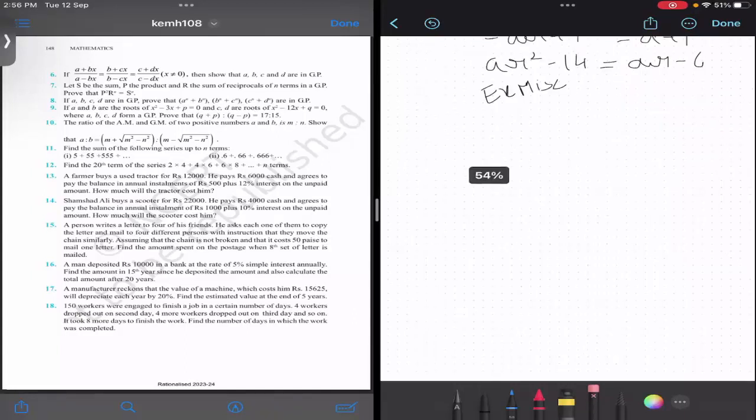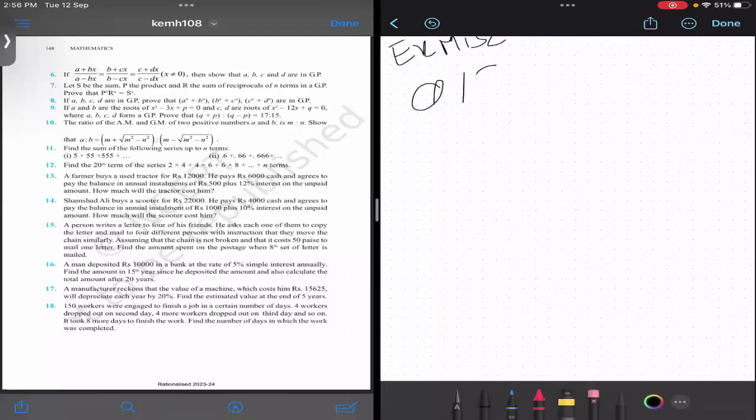Moving on, in question number 15, we have a person who writes a letter to 4 of his friends. He asks each of them to copy the letter and mail it to 4 different persons, with the instructions that they move the chain similarly. Assuming that the chain is not broken and it costs 50 paise to mail each letter, find the amount spent on mailing when the 8th set of letters is mailed.